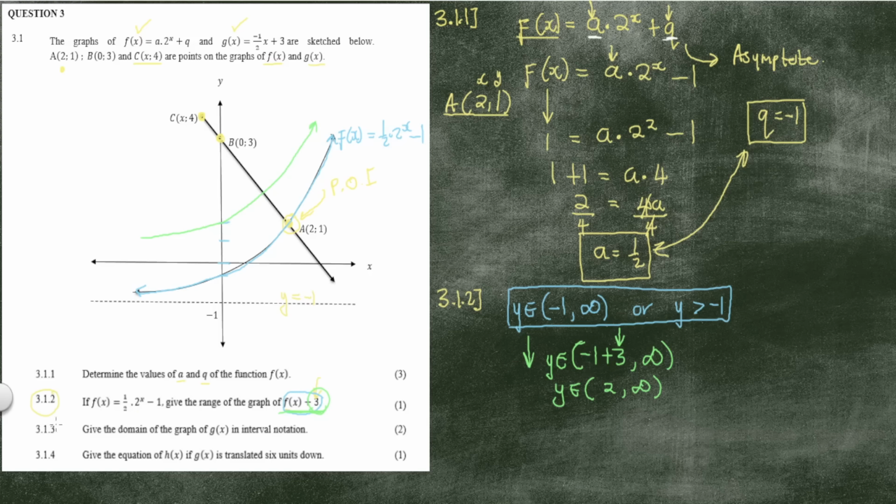Okay. Next question, 3.3. They want us to give the domain of the graph of g. Who's g? Yeah, okay, g is the straight line. Yes. All right. That's an easy one. So let's give them the domain.